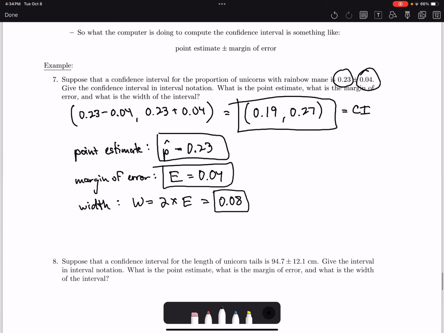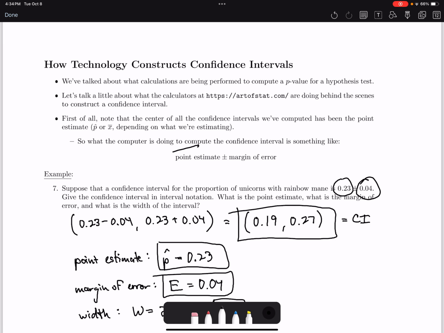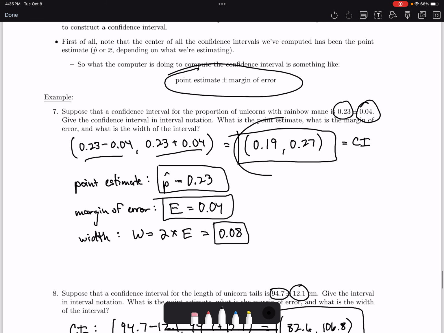Okay, so this is what the computer is doing. It's calculating the point estimate. It's using the information that you put into it to calculate the point estimate, and then to calculate some kind of margin of error, and then it subtracts and adds the margin of error to that point estimate to get us our final answer, our final interval.